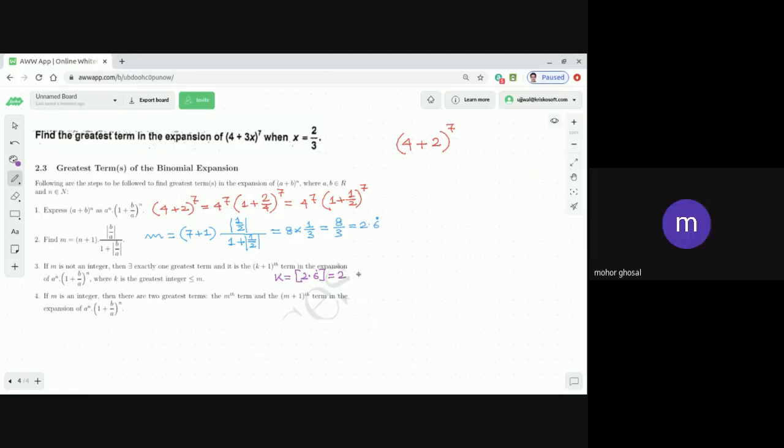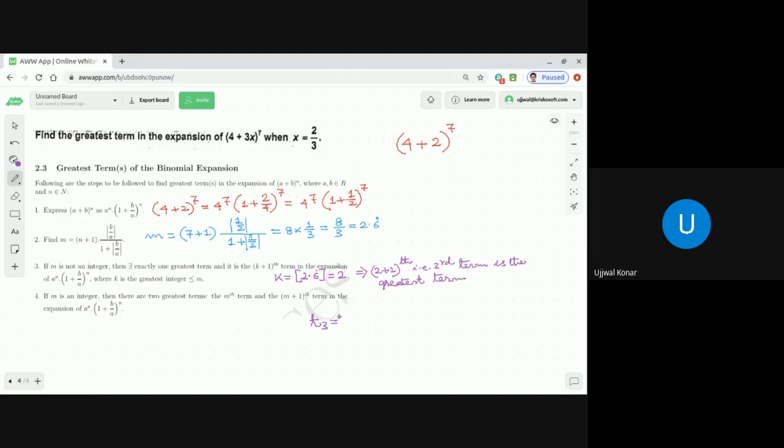Then which is the term? That implies the third term is the greatest term. 2 plus 1, correct, na? That is, the third term is the greatest term. So now let's find out the third term. How to find it out? That is pretty simple. So the third term is T3, correct or not? Yes. So let's find T3.